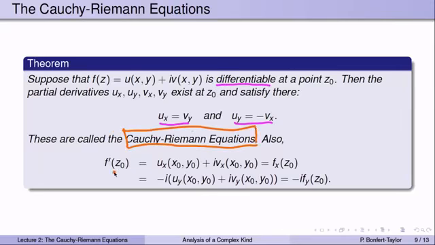Also, f prime, if f is differentiable in the complex sense, can then be written as ux plus i vx, which is the x derivative of f at z0, or minus i times uy plus i vy, which is minus i times the y derivative of f at z0. Again, what this theorem is saying is that if a function is differentiable in the complex sense, then it must satisfy the Cauchy-Riemann equations. It doesn't say that the Cauchy-Riemann equations are satisfied for all functions, only for those that are differentiable in the complex sense.